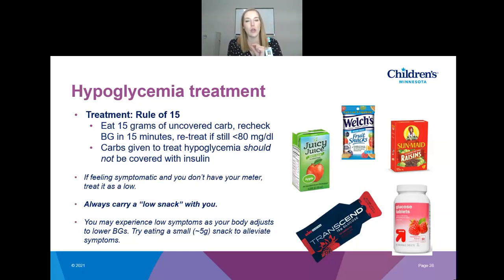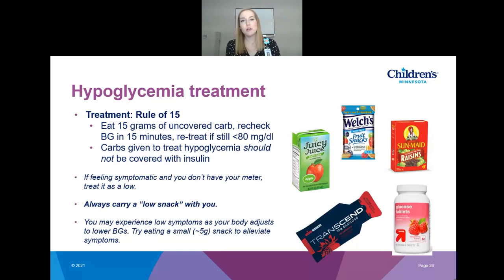Now, when we are eating those carbs to treat that low, keep in mind we're wanting to raise that blood sugar. So we do not give insulin for those carbs. We're going to wait till that blood sugar comes above 80 to give insulin again if we're going to be eating even more than that.